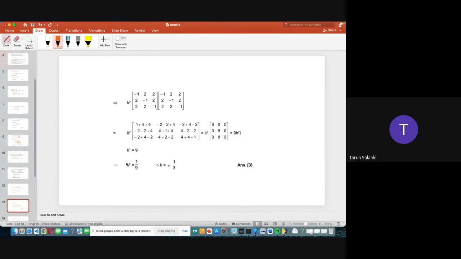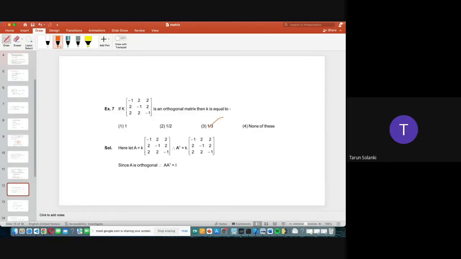Okay. So here first we'll move to the k square. Same, you will get similarly k square into these given values, which becomes k square 9 0 0, 0 9 0, and 0 0 9. So which becomes 9k square into I. So 9k square is equal to 1, so k square is equal to 1 by 9. So k will become plus minus 1 by 3, meaning option 3 is the correct option. Okay, so this is related to the orthogonal matrix, which is a special case, the first special case which we are seeing today, right?